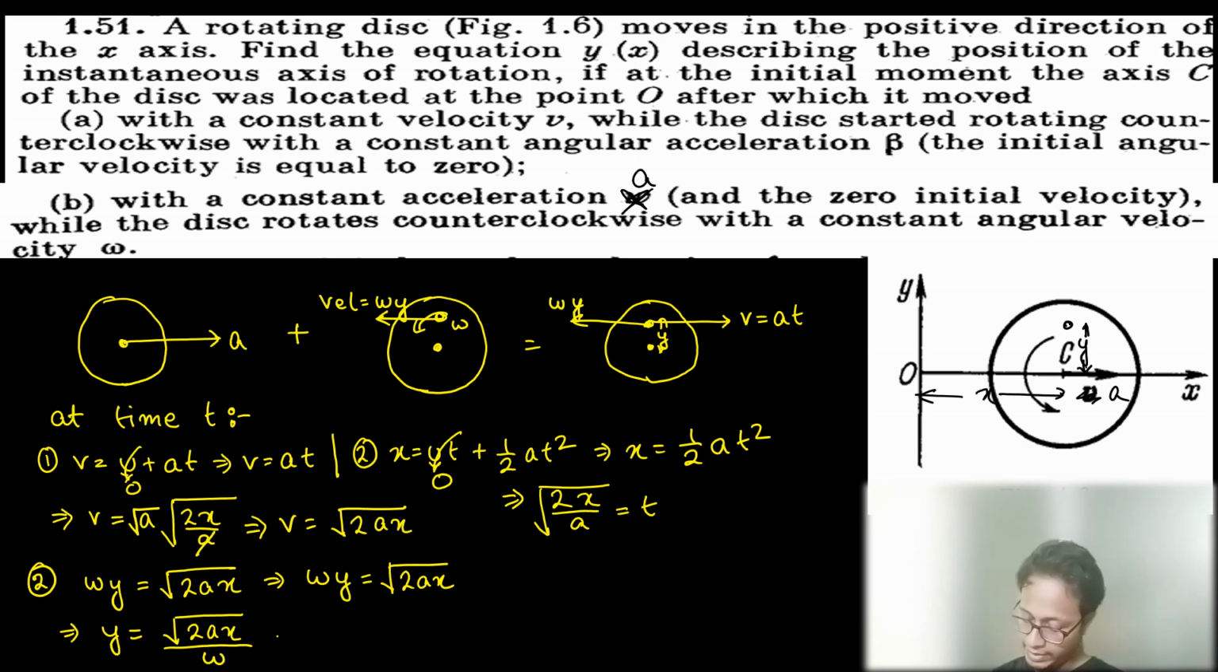Or I can rewrite the same equation as x = (y omega) whole square by 2a, or x = omega square y square by 2a. Okay, I simply took this term to the left hand side, squared both left hand side and right hand side, then divided by 2a. Okay, we get the value of x.